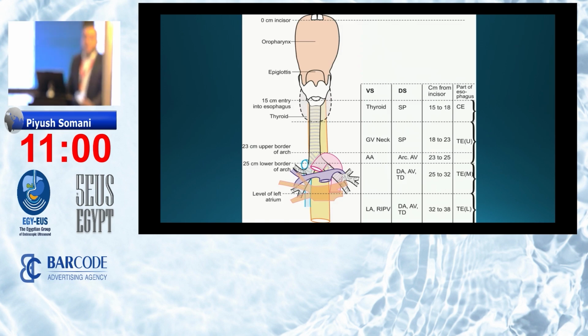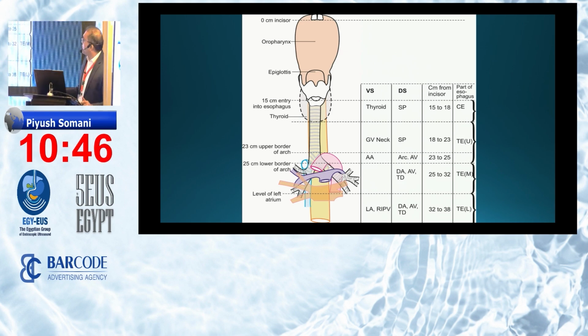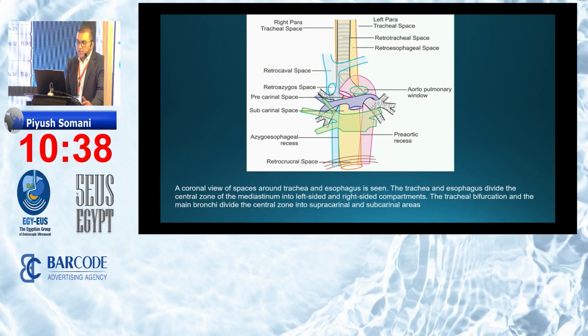This is another image telling us what the different landmarks are when we are going through the esophagus during EUS. These are very important: it is 15 centimeters from the incisors to the cricopharynx, then 23 centimeters is probably the upper border of the arch of the aorta, and 25 centimeters the lower border. So these landmarks are important to know where we are, even during our routine EUS.